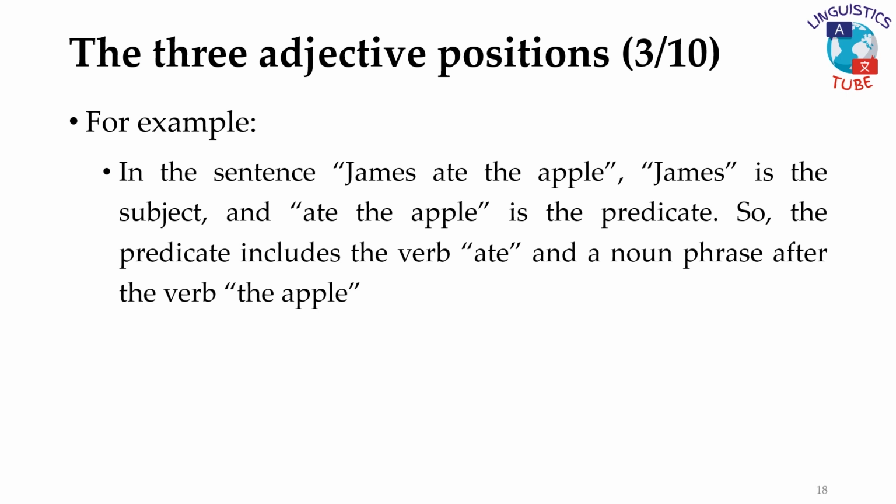Firstly, in the sentence, "James ate the apple," the verb is ate. So, James is the subject, and ate the apple is the predicate. Therefore, the predicate includes the verb ate and a noun phrase after the verb, the apple. Here is another example. In the sentence, "Janice was sleeping," the verb is was sleeping, and the subject is Janice. Therefore, the predicate is was sleeping.